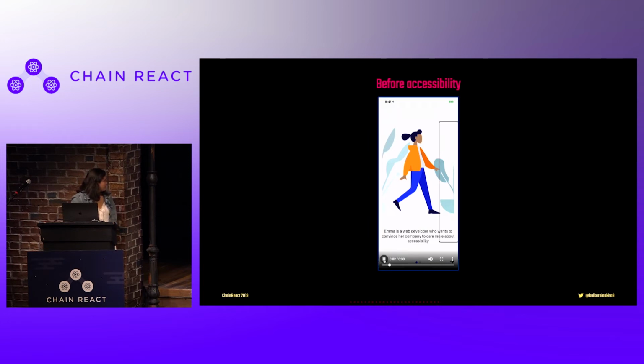Swipe up with 3 fingers to close. Emma is a web developer who wants. So as you can see, this is just an onboarding experience where there's an image and some text. Just because I'm using the text element, it's going to read whatever is in there. To convince her company to care more.